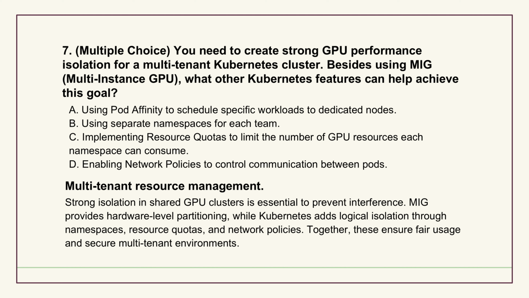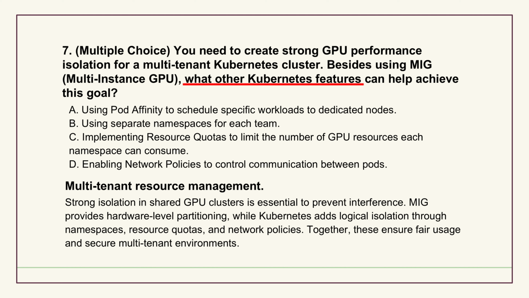Okay, last one for Kubernetes for now. Let's talk performance isolation. This is super critical in multi-tenant clusters, right? Where different teams or apps share the same hardware. Besides using MIG, multi-instance GPU, which is that cool hardware feature for partitioning a single GPU, what other Kubernetes features can help achieve strong GPU isolation? This is more about software-level strategies. Our question is, you need to create strong GPU performance isolation for a multi-tenant Kubernetes cluster. Besides using MIG, what other Kubernetes features can help achieve this goal? And just to clarify, pod affinity, which is about where pods run, isn't really about isolating performance itself. So what are the key software tools in K8s for this?